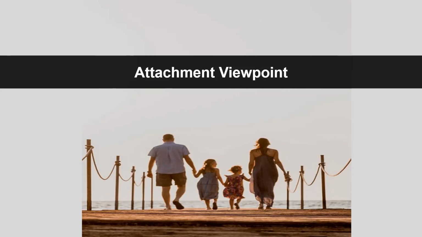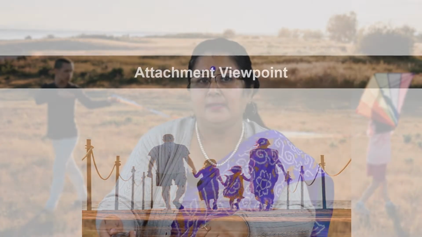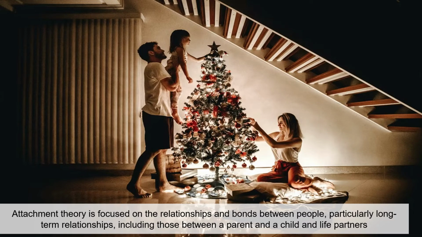Now, after discussing the maturation viewpoint, let us move to the second viewpoint, that is the attachment viewpoint. So, let us see what the main focus of attachment theory is. Attachment theory focuses on the relationships and bonds between people, particularly long-term relationships, like the ones we find between a parent and a child, and also between life partners. Now, let us see what the main points of this attachment theory are.